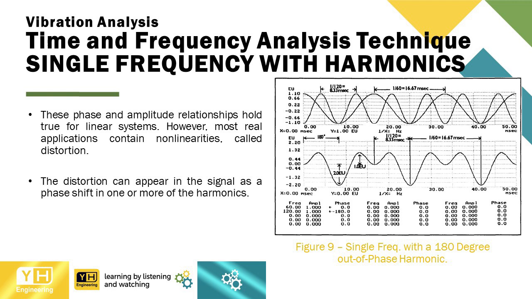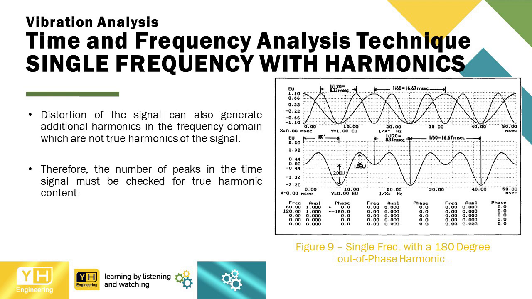However, most real applications contain nonlinearities, called distortion. The distortion can appear in the signal as a phase shift in one or more of the harmonics. Distortion of the signal can also generate additional harmonics in the frequency domain which are not true harmonics of the signal. Therefore, the number of peaks in the time signal must be checked for true harmonic content.